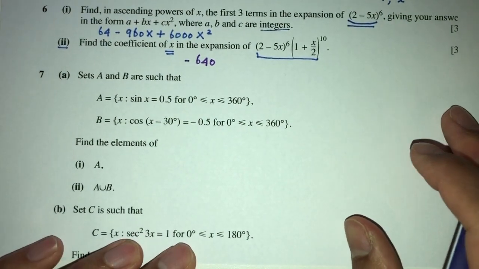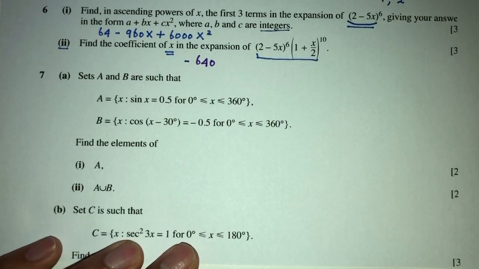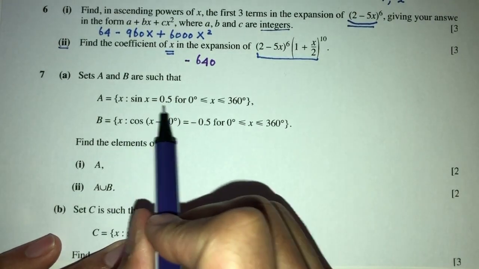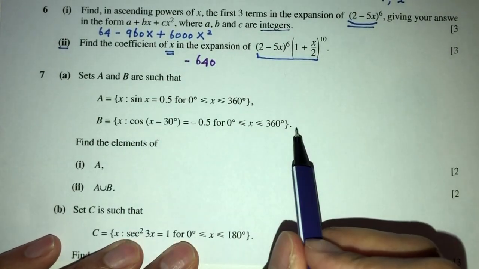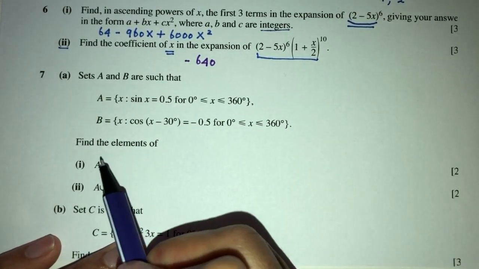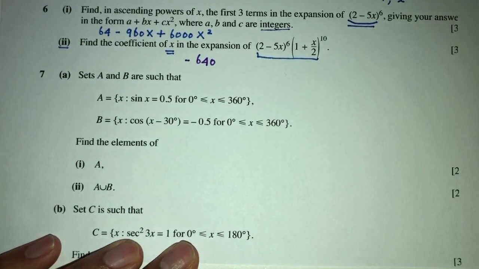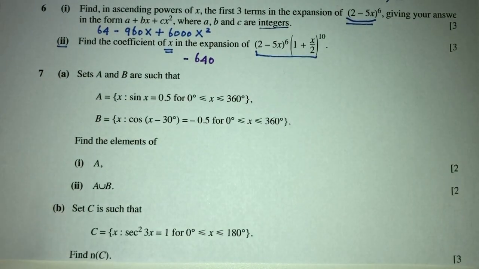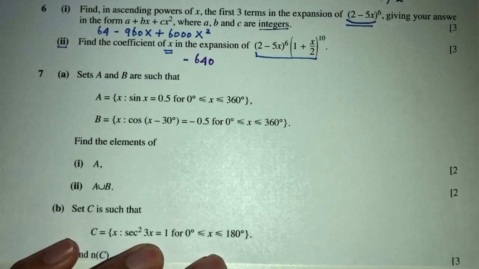So 7, we have sets. We have two sets, A and B, such that A is defined by this condition and B by this condition. So we have to find the elements of A and then A union B. Let's find the set A, and then we can find the set B one by one. So what will be A?